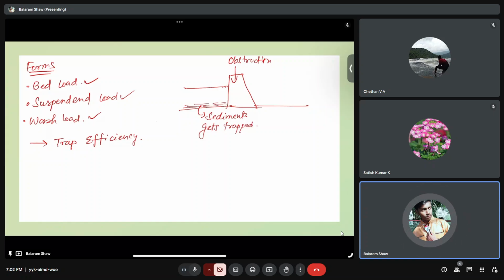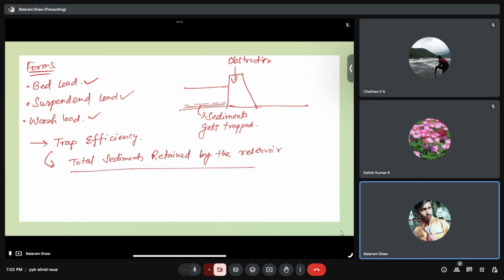So the trap efficiency of a reservoir is the ratio of total sediments retained by the reservoir to the total sediments entering into the reservoir. So see, the numerator is what? The total sediment that is retained by the reservoir, and the denominator is the total sediments entering into the reservoir.